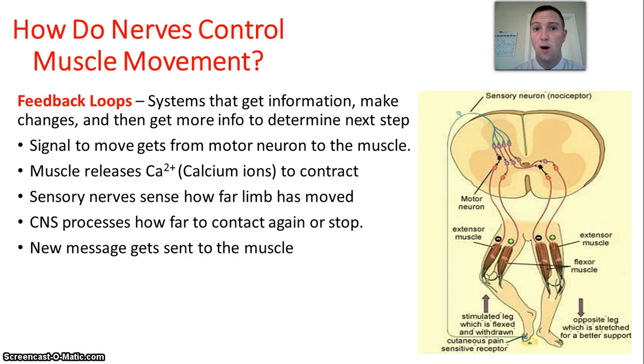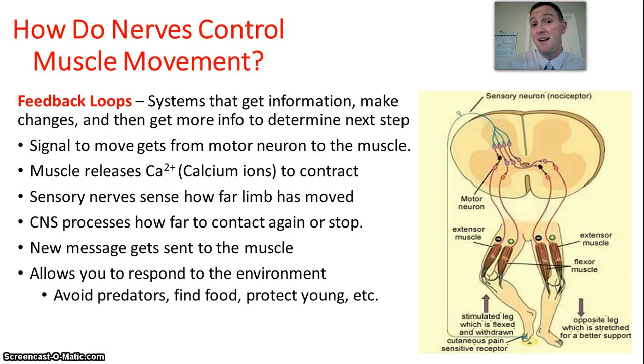How quick is this? I can send over 200 messages back and forth from my pinky toe to my brain in 1 second. That's how fast we're talking. But it's a whole team of neurons working together. I get information, pass it along to central command in the brain. Brain sends out orders. New information comes in. What do I do with this? Do I change? Do I keep going? It's a feedback loop. This is going to allow you to respond to your environment. So you've got the senses which get the information, and then you've got the motor neurons which respond to that information. Allows you to avoid predators, find food, protect your young, respond to your environment.